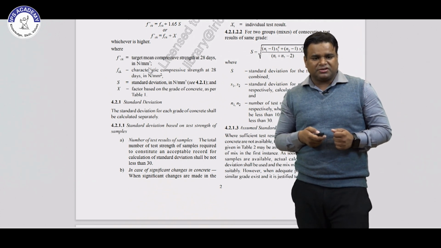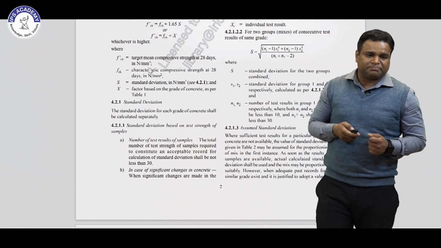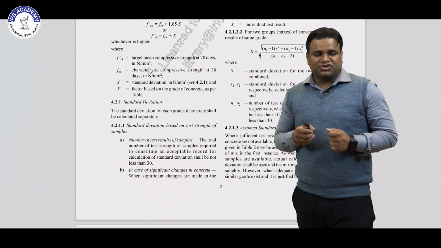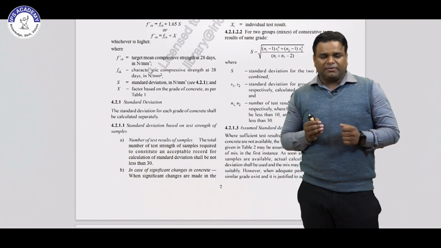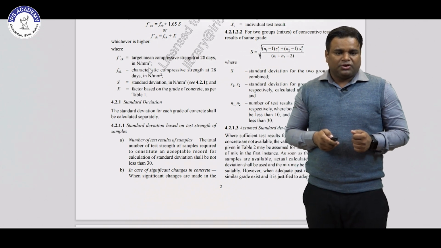So the standard deviation is based on the strength of the samples. The number of test samples should not be less than 30; it should be greater than 30. So the minimum number of samples should be 30 for the standard deviation.